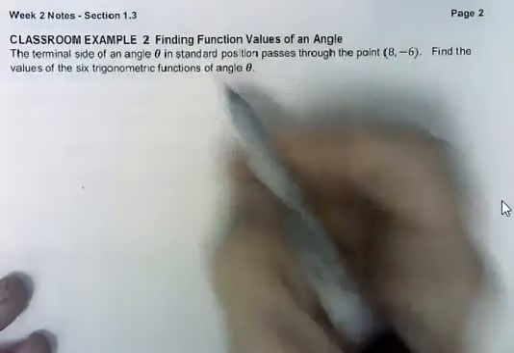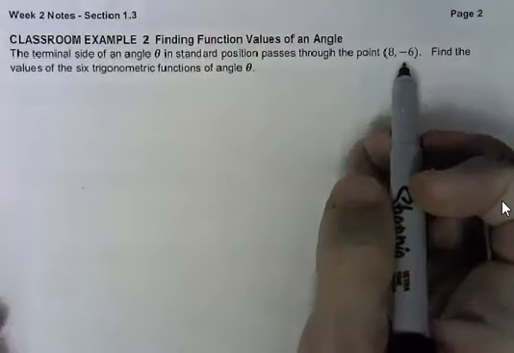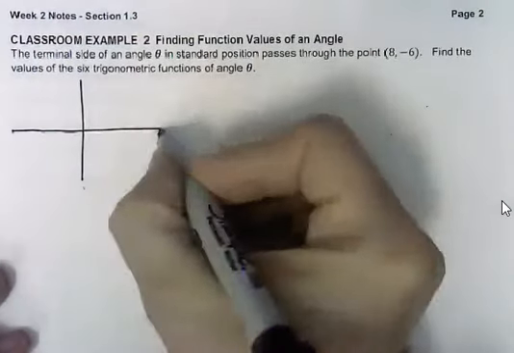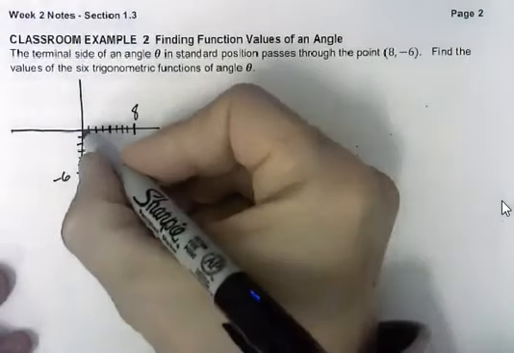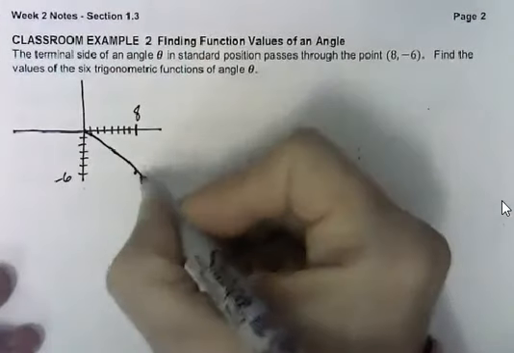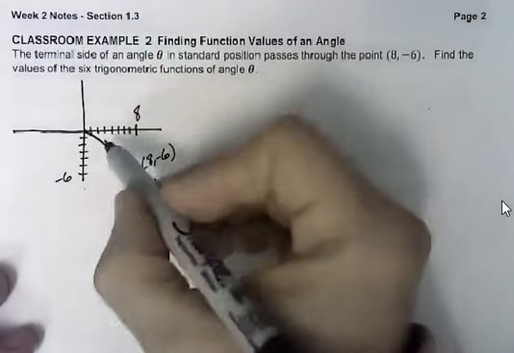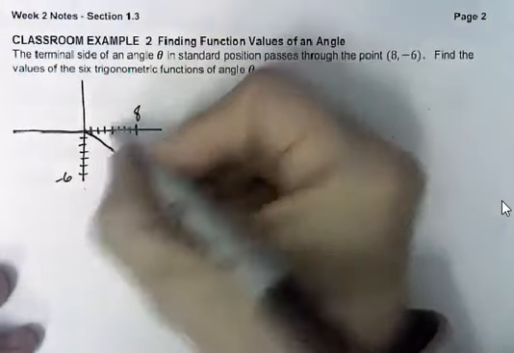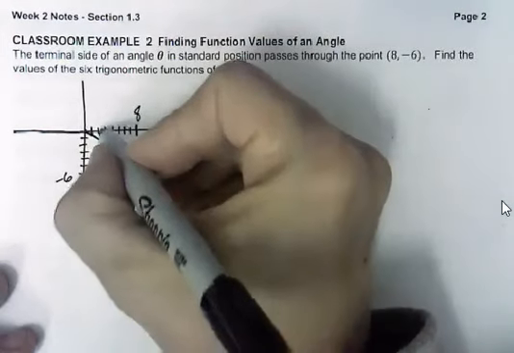Let's work through another example. In this one, our terminal side of our angle passes through the point 8, negative 6. There's our point. So our terminal side of our angle is going through that point. And again, I could draw my angle theta. I could draw it as a positive measure angle, which would go around this way, or I could even make it a negative measure angle, so it would be going clockwise.